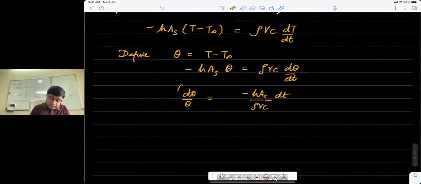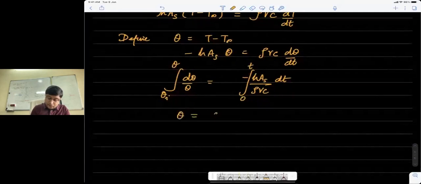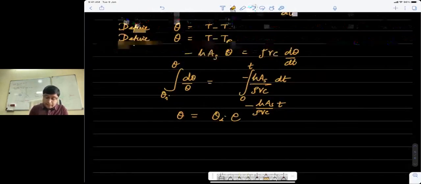So we can now integrate, let's say, from some temperature theta_i to some unknown temperature theta, which is a function of time, from 0 to some general time t. So we'll get theta equal to theta_i times exponential of minus hA_s by rho V c into t. So basically this equation now tells us that we can calculate the temperature as a function of time.